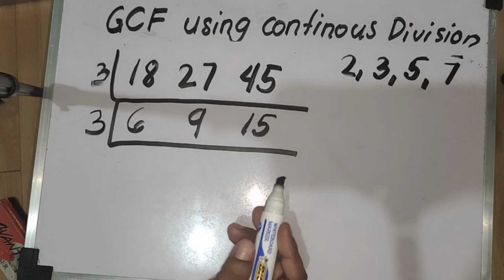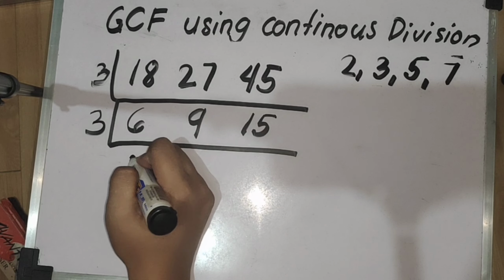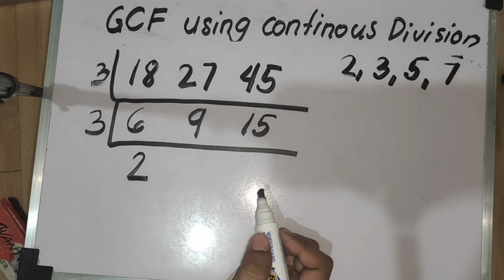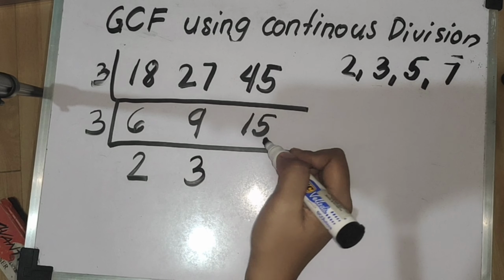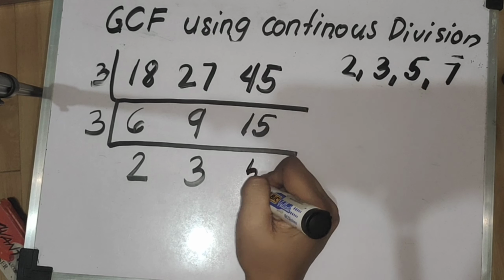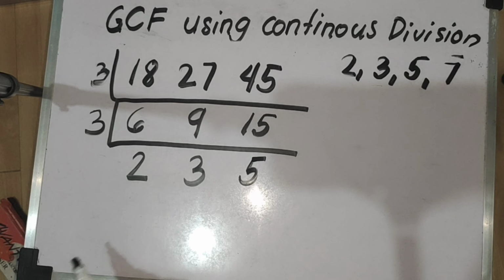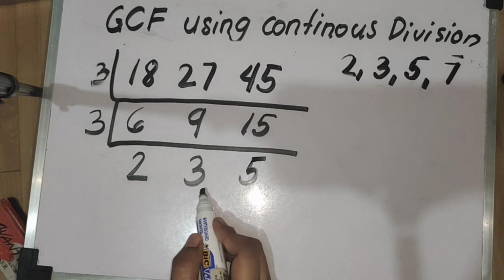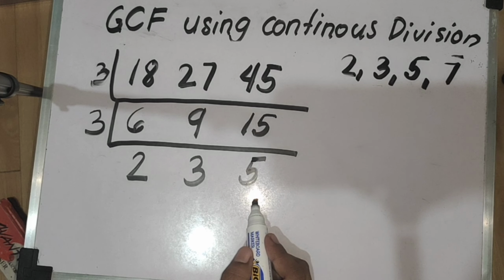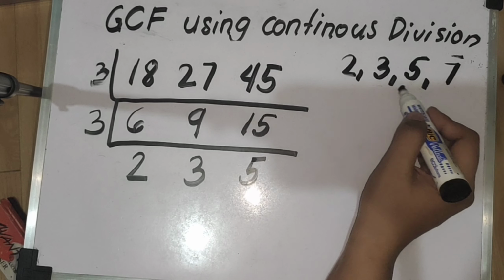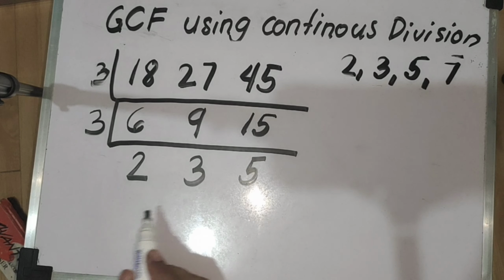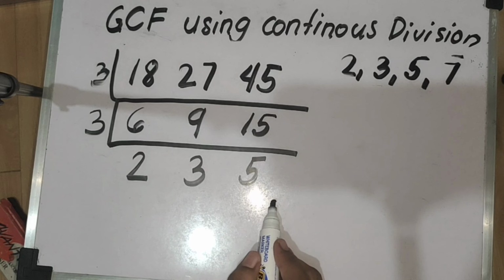6 divided by 3 is 2. 9 divided by 3 is 3. 15 divided by 3 is 5. Okay. So, let us check these numbers. We have 2, 3, and 5. As you can see, these 3 numbers are all prime numbers. So, therefore, mag-stop na tayo. Since they are not divisible, mag-stop na tayo dito.